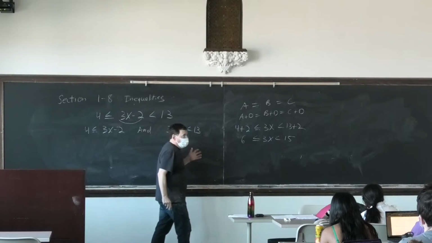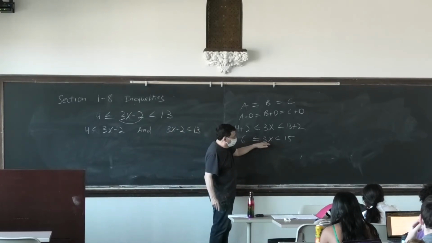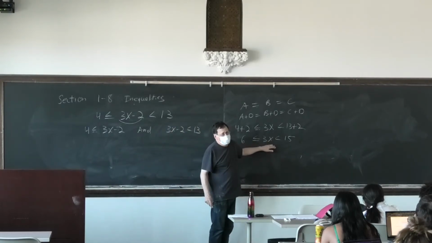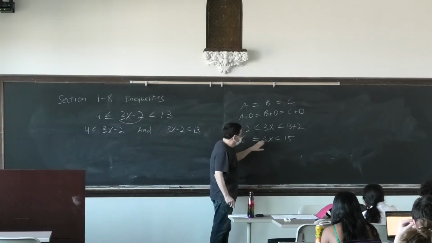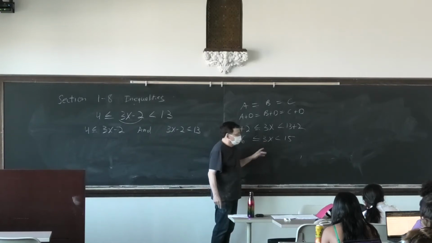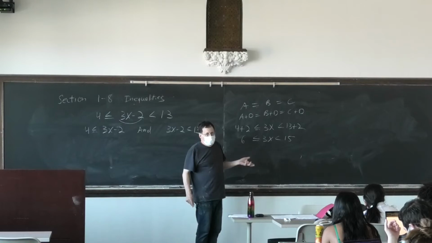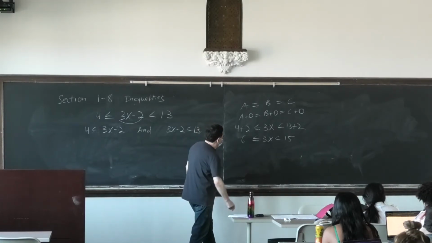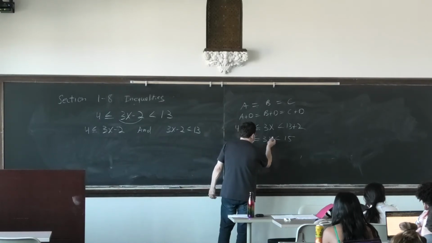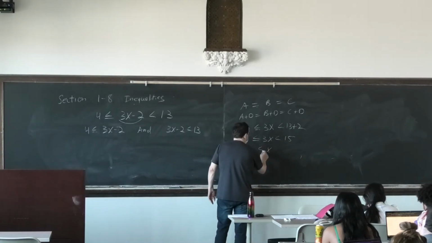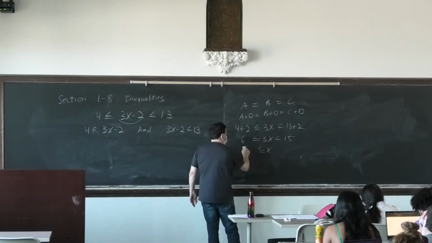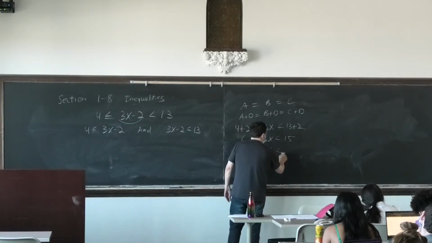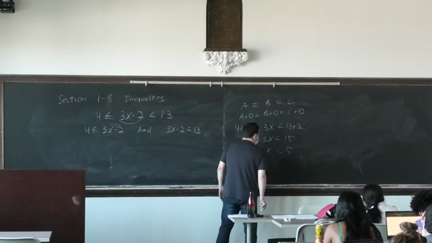Now here again, you want to be careful. We're going to want to divide by 3. Since 3 is positive, these inequality signs are going to remain in the same direction. If we were dividing by a negative number or multiplying by a negative number, they would both switch. So x divided by 3 is x. 6 divided by 3 is 2. 15 divided by 3 is 5.